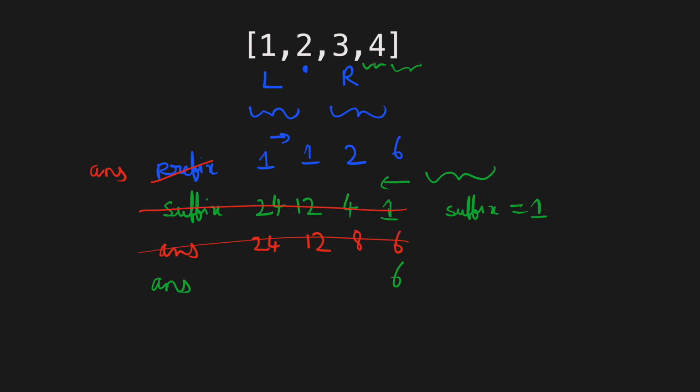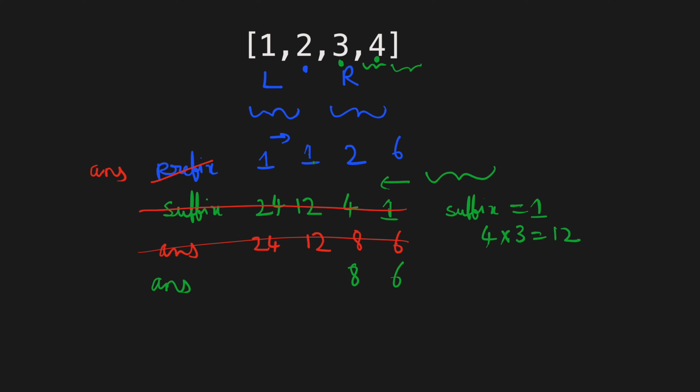And now we will update the suffix by multiplying the element at index 3 into the current suffix, which will give us 4. Now for index 2, our answer will be product of prefix at index 2, that is 2, into current suffix, that is 4, which will be equal to 8. And after this, we will update our suffix by multiplying the number at index 2 into current suffix, which will be 4 into 3 equal to 12.